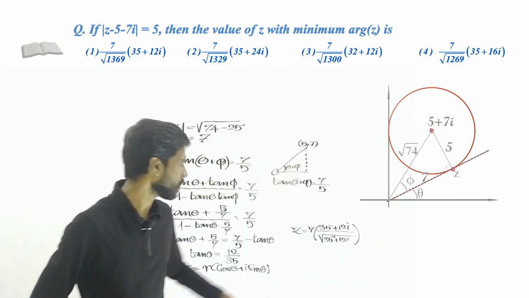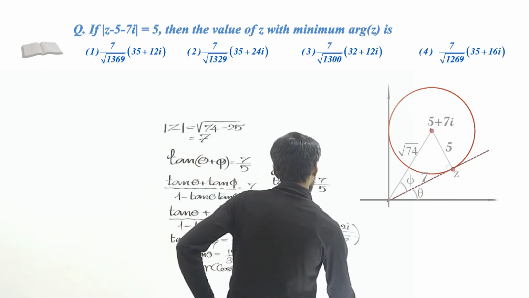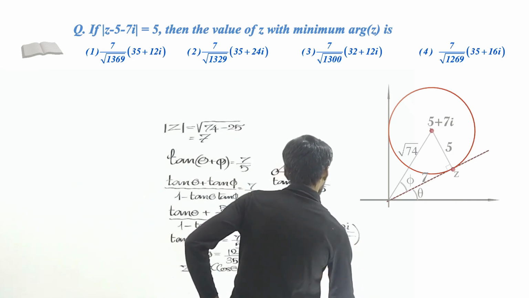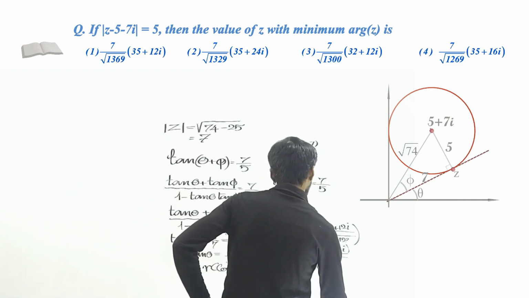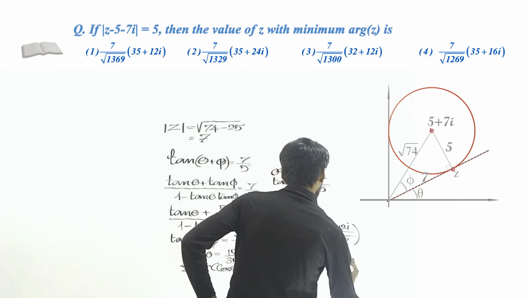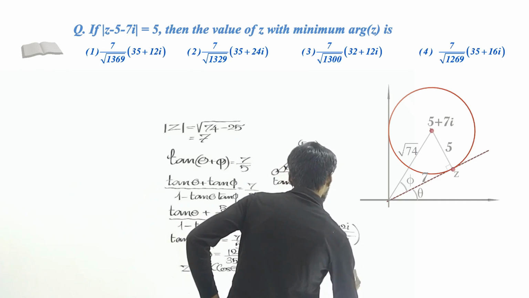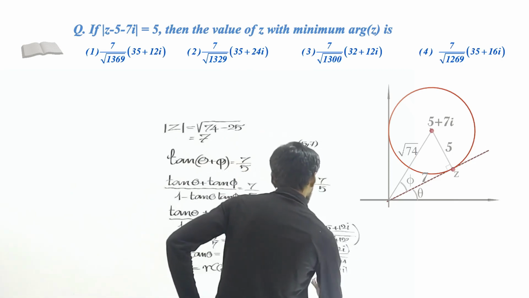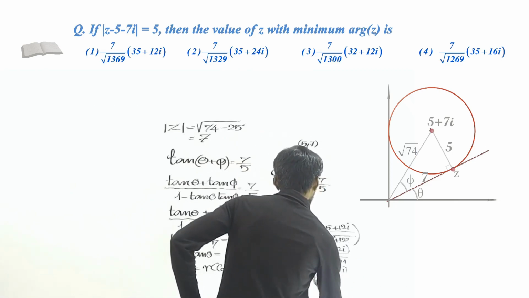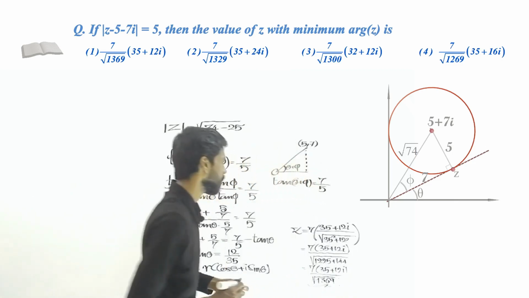So that is also a required answer. So you have to find this value, right? 35 square plus 12 square. So that is 7 multiplied by 35 plus 12i divided by square root of 35 square plus 12 square. 1225 plus 144. So that is the same as square root of 1369. So this is our required answer, right?